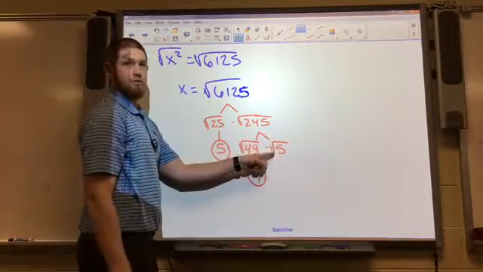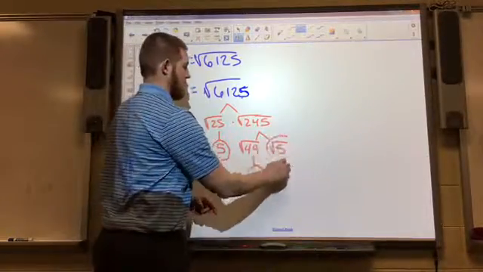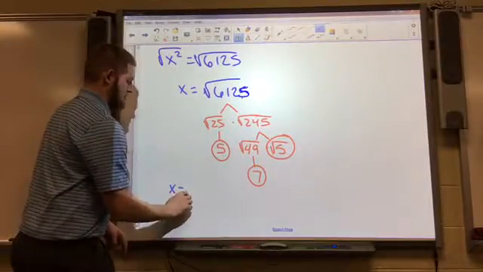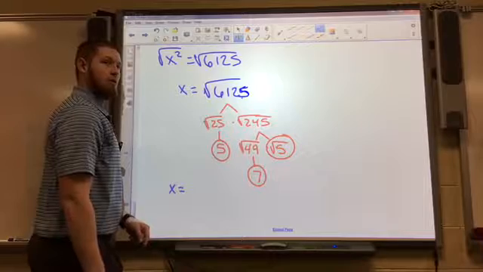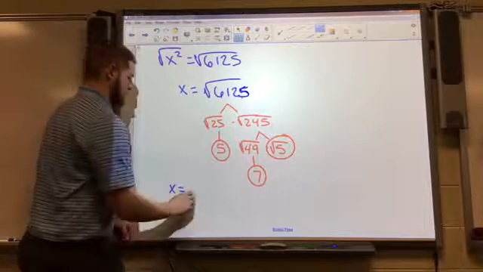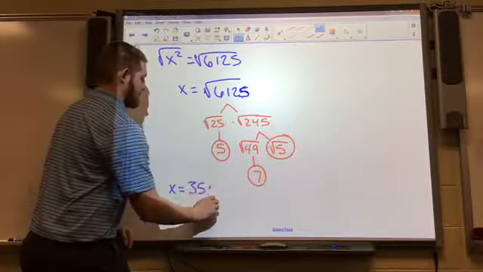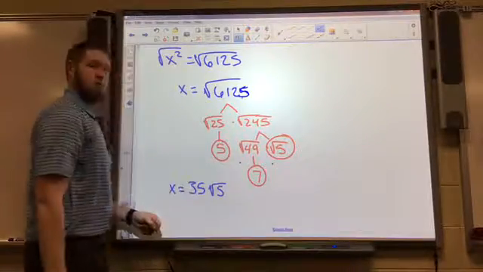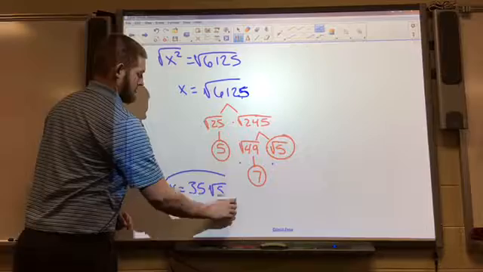Can I do anything with the square root of 5? No, so Amanda, what does x equal here? Good, 35 square roots of 5. Notice she multiplied everything, correct? Everybody agree with her answer?